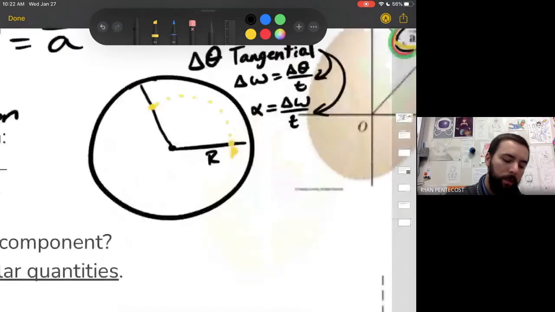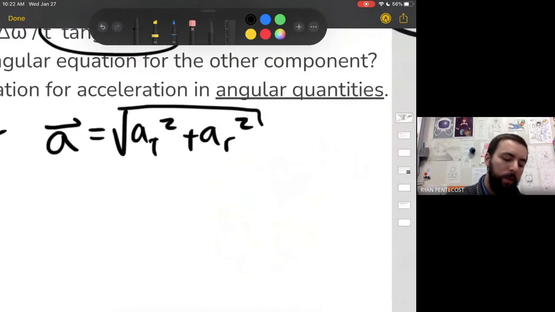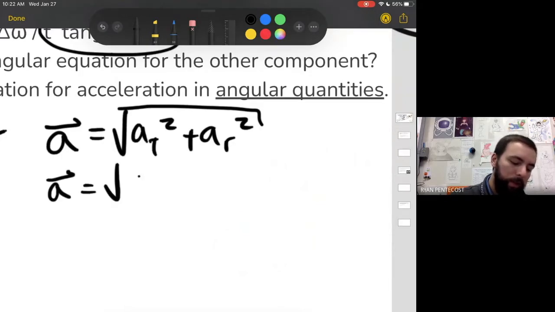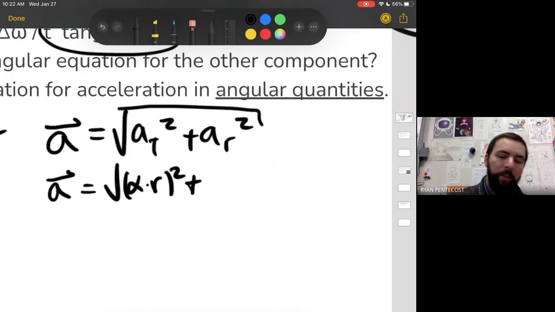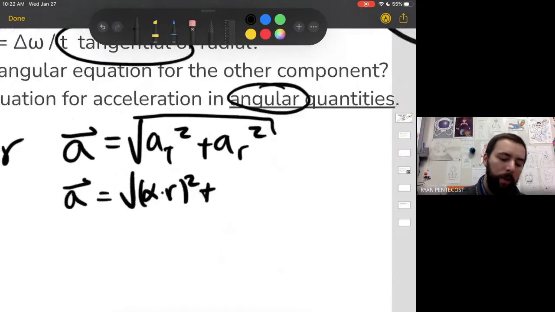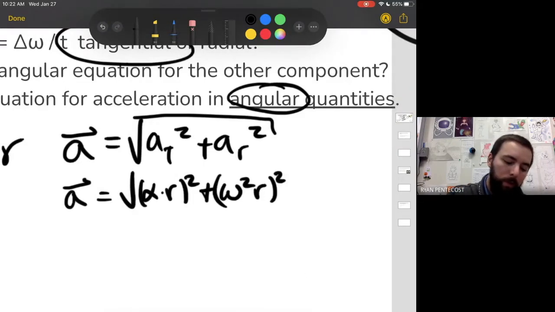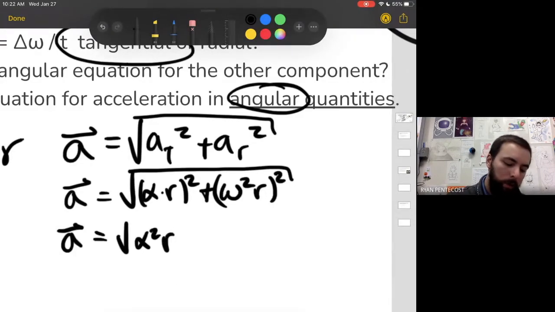So let's go figure out that equation. We know that AT is alpha times r, but then we have to square that. We know that AR is v squared over r, but we don't want v, right? It asks for angular quantities. So we want omega squared times r, but that is also squared. So let's simplify that. Okay, we've got the square root of alpha squared r squared plus omega to the 4th r squared. Okay.